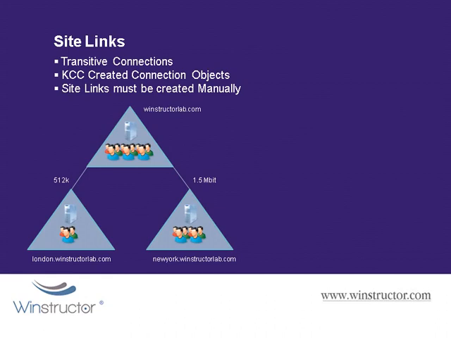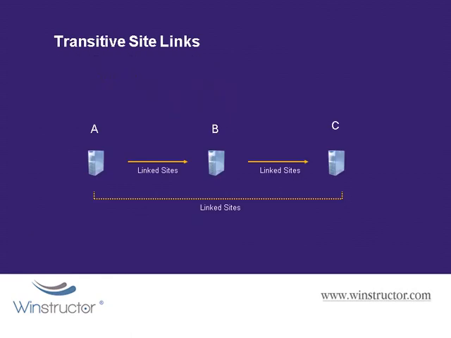Now, once these site links have been created, the KCC will automatically generate the replication topology by creating the connection objects it needs. Now, these site links must be created manually, and they're used by the KCC to determine replication paths between the 2 sites. Connection objects, on the other hand, are automatically created by the KCC, and they perform the function of connecting domain controllers, although you can create these manually if you wish.